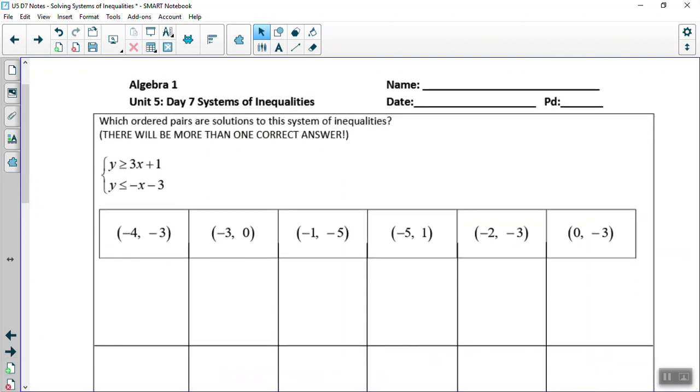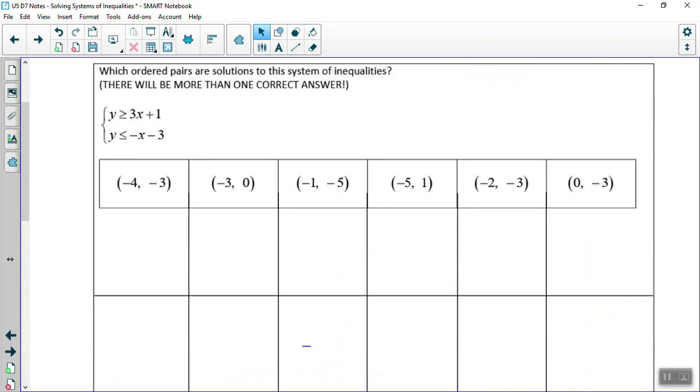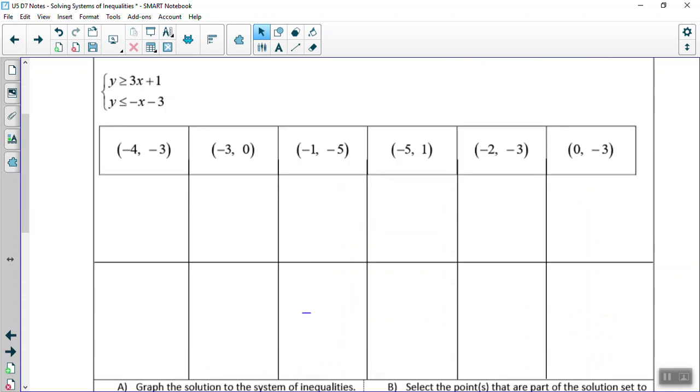All right, now, determining which ordered pairs are solutions to the system of inequalities. So there will be more than one correct answer. What we do is we take each of these ordered pairs and we substitute them into both equations. Now I set up my workspace here to break up my work. So I'm going to take the first one and I'm going to substitute in my two ordered pairs.